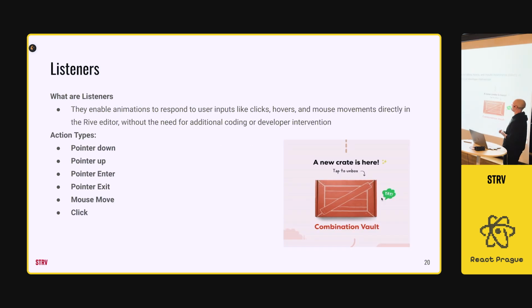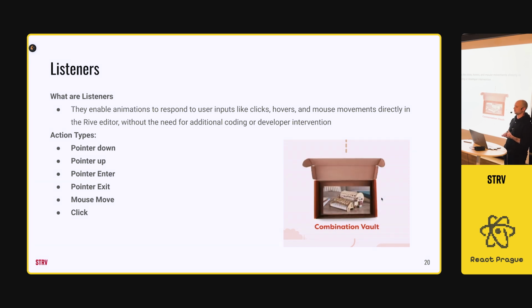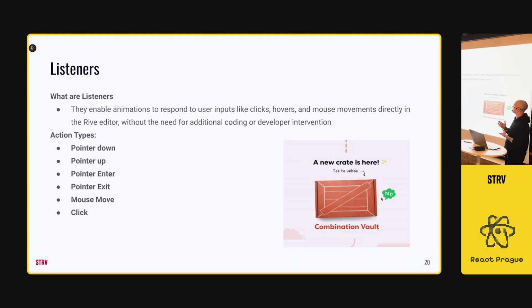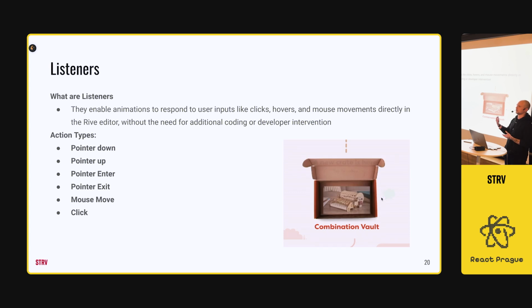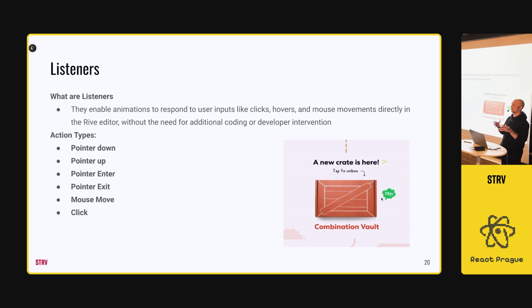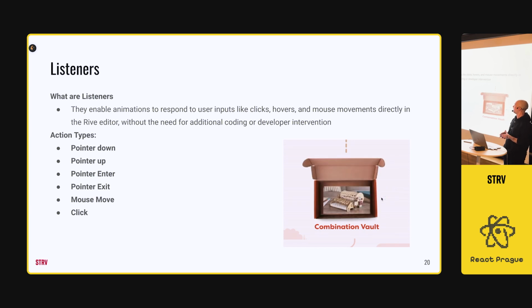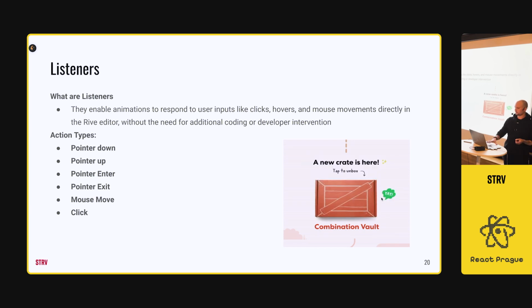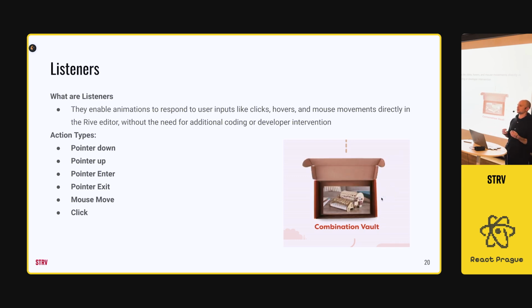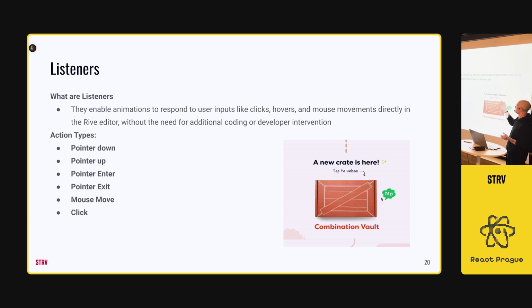The next one are listeners. Listeners are similar to events in web development. They support action types such as pointer down, pointer up, pointer enter, pointer exit, mouse move and click. They are applied directly in the Rive editor. And again, you can trigger a certain event with them, or you can even change the input states. Of course, not all of them are supported on each platform. For example, in mobile development, we have only pointer down, maybe pointer up, but I haven't tried that one yet.